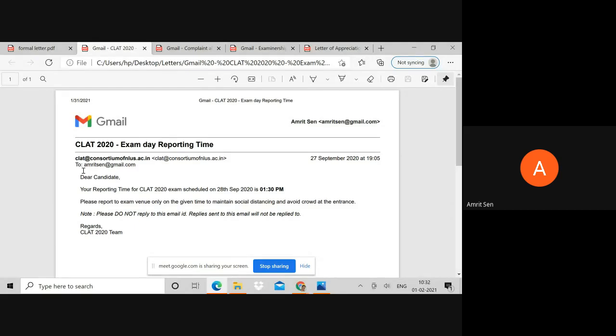When do we use a BCC? Supposing you are working in an institution, or let us say you are a student. You have sent a letter complaining about one of your teachers to the vice chancellor. You have sent it also to the head of the department, as CC. And you also have sent it to one of your friends, whom you are informing that you are sending it, but you don't want the vice chancellor or the head of the department concerned to know that you have sent this mail to your friend. So then you will use the BCC.